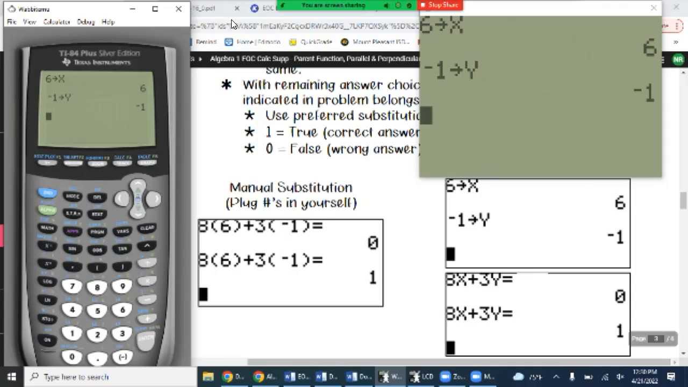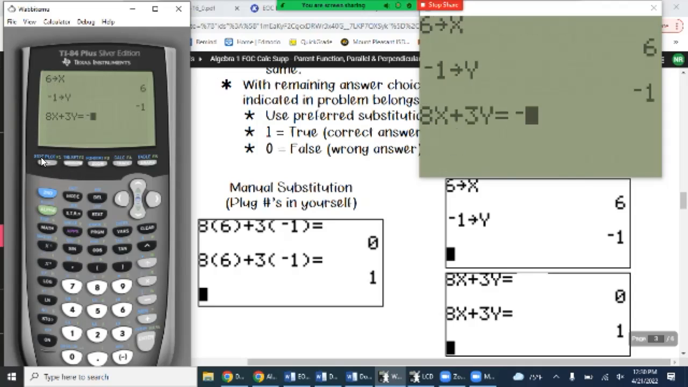Okay. Now the calculator is going to do the plugging in for us. It's going to put a 6 for the X, a -1 for the Y. I don't have to worry about parentheses. Type in your equation, 8X plus 3Y. So alpha 1. Put your equal sign, second math.